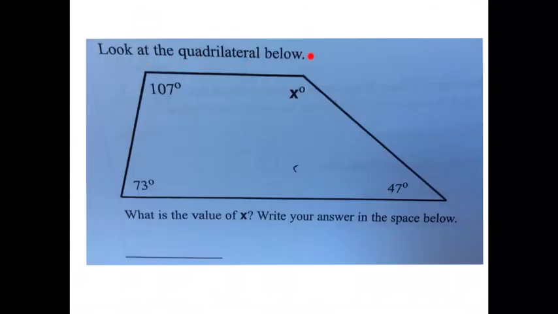Look at the quadrilateral below. We're given 4 angles. One of them is unknown, X. We have to work out the value of X. Remember, the degrees in a quadrilateral add up to 360. Again, you can pause your video, work out your answer, and then come back to check.